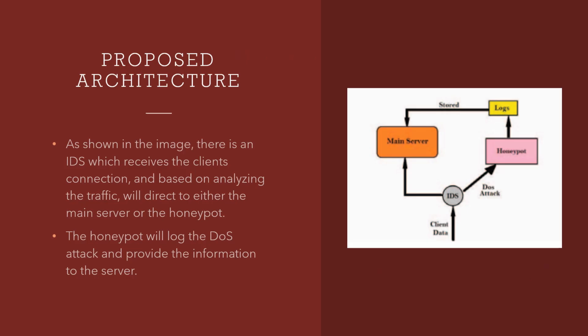And so the proposed architecture from this paper is you have an IDS. The IDS will take in client data, and based on whether the IDS determines this is good data or a DOS attack, it will send good data to the server and the DOS attacks to the honeypot. The honeypot will then log the information of the DOS attacks on the attackers and provide that log information to the main server.